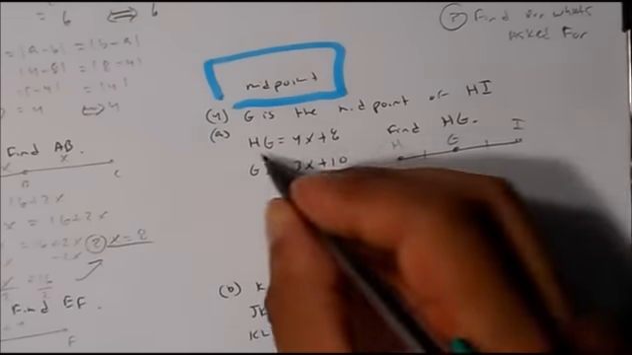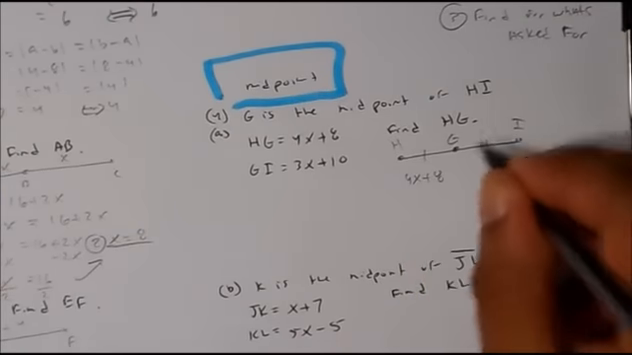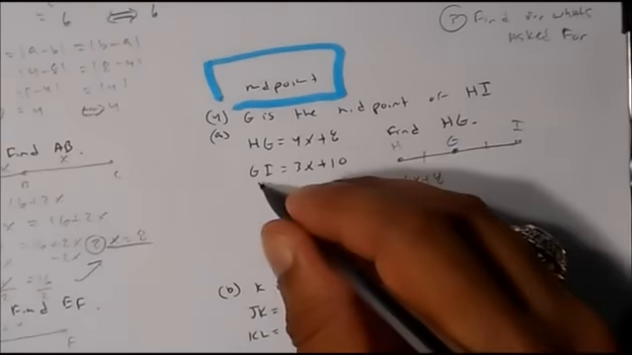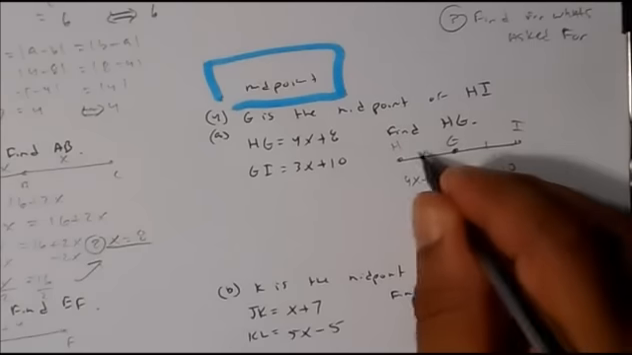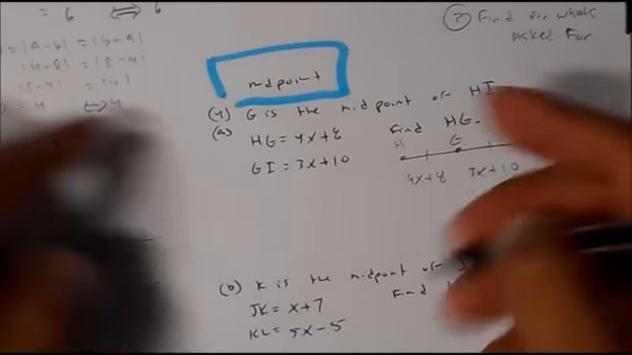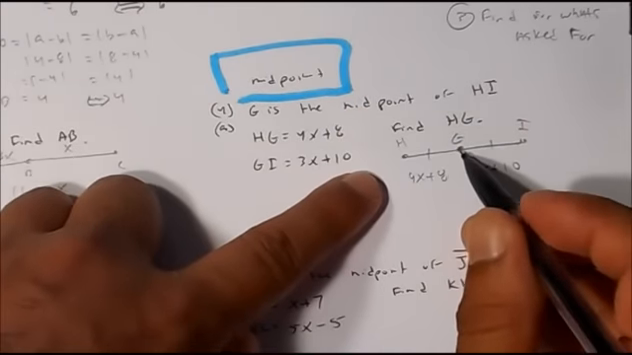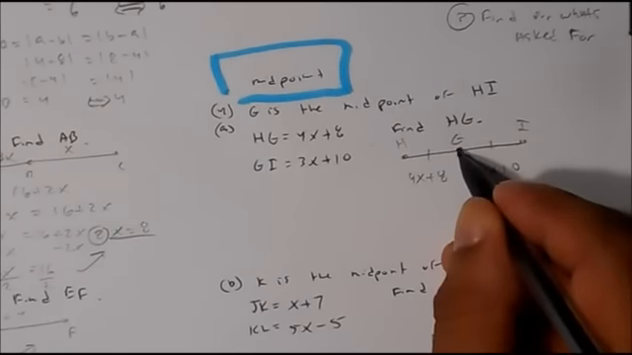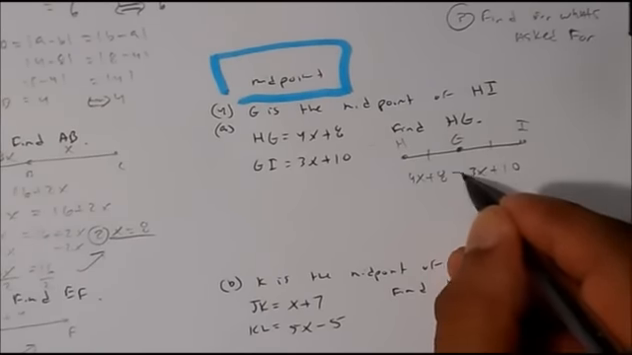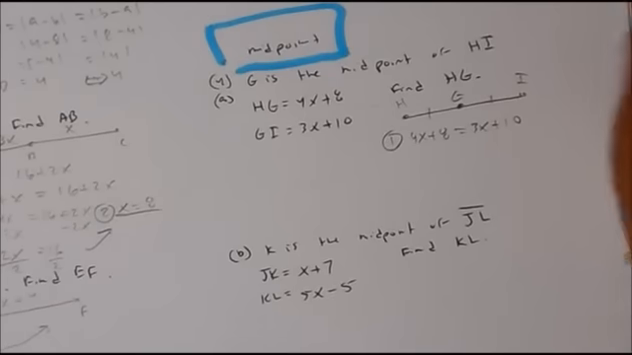So then we have HG is 4x plus 8. From G to I is 3x plus 10. Now we know that both of these sides are equal to each other because we're working with midpoint, and the midpoint of a line is just the whole entire middle of the line. So we know that from one side to the other, they're both equal to each other. So that's part one of our steps.